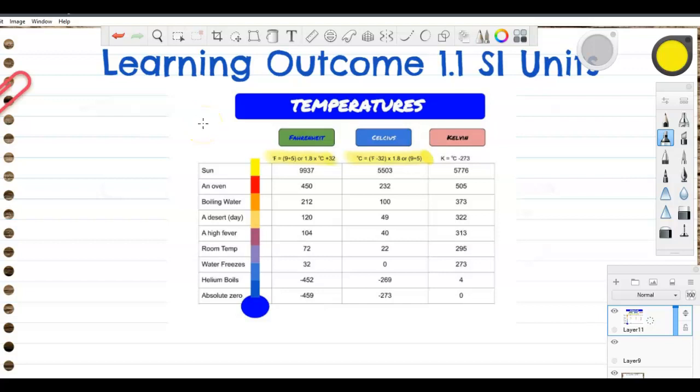So if you want to convert between Fahrenheit and Celsius, if Fahrenheit is the temperature you have, it's 1.8 times the degrees Celsius plus 32. Now the way that you get the 1.8 is it's 9 divided by 5. For Celsius, it's easier. Degrees Celsius is equal to Fahrenheit minus 32 times 1.8.